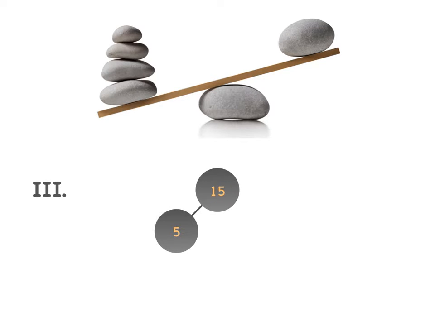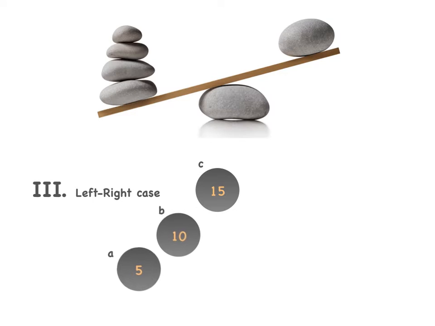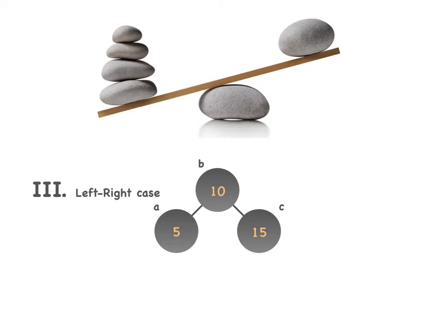Next case, suppose this is my tree, which is currently balanced. Then I call insert 10. Since 10 is less than 15 but larger than 5, 10 becomes the right child of 5. I call this case the left-right case. What do I do here? Once again, label the 3 nodes A, B, and C in increasing order. Then we're going to do a double rotation. We're going to do 2 rotations. First, we're going to rotate at node A. Then I'm going to rotate at node C to make B the root once again.